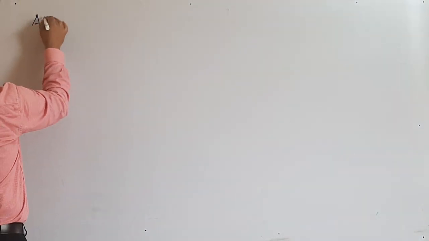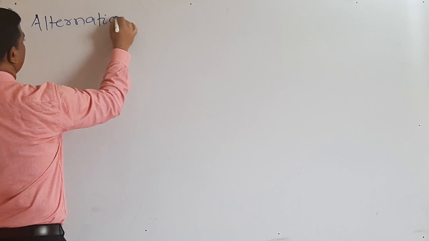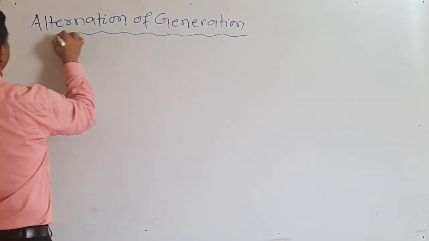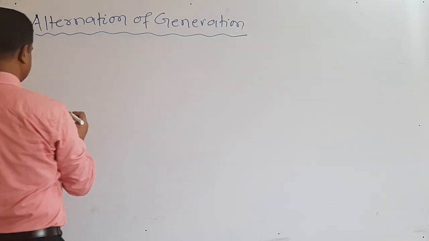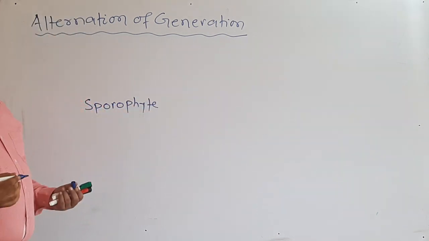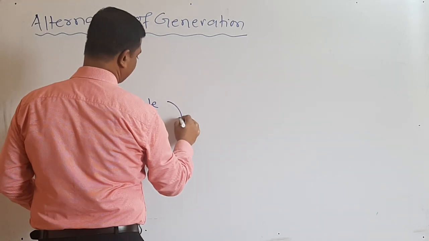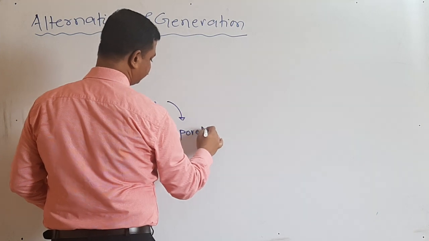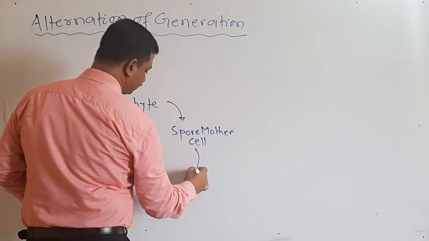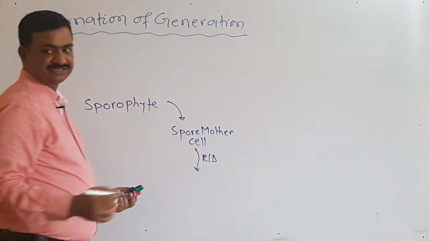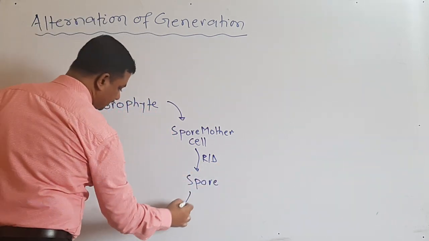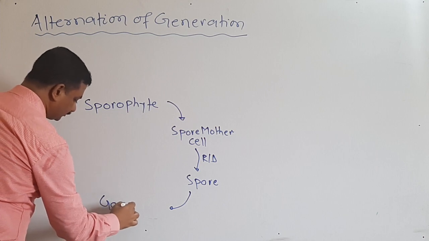See, alternation of generation, right? In fact, what happened? We find that we have sporophyte, right? And that very sporophyte will form spore mother cell, and that very 2n cell, after reduction division, this is meiosis, what happened? It will form spore, right? And that very spore now forms gametophyte.